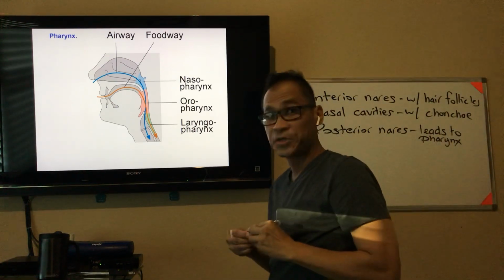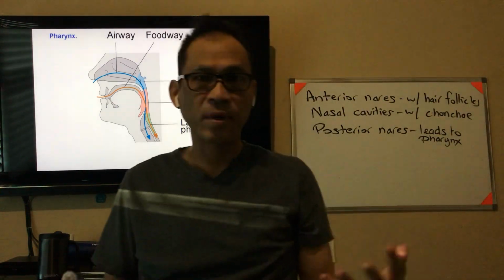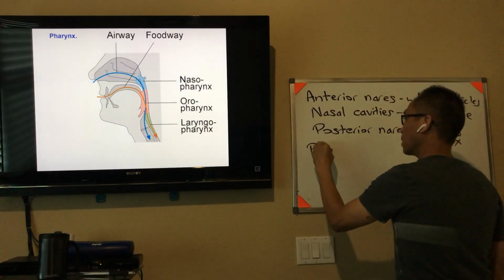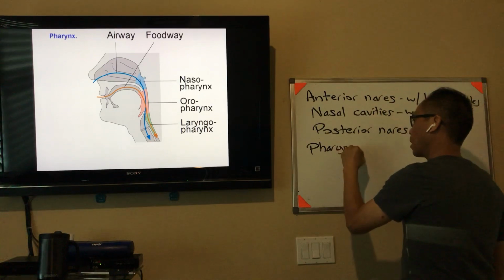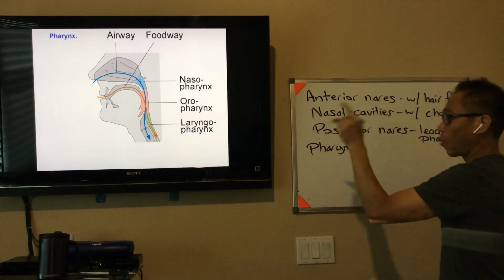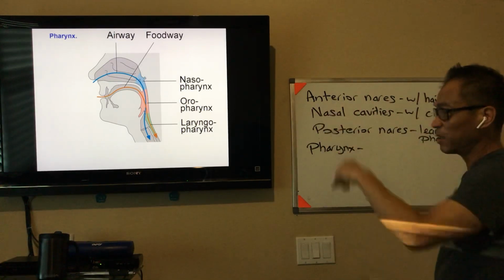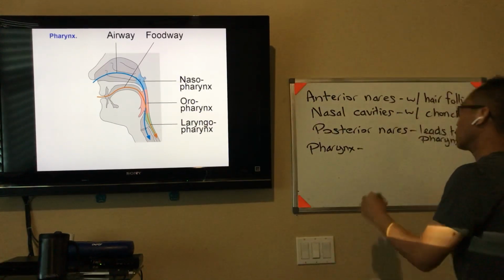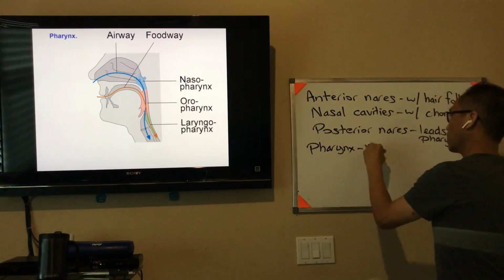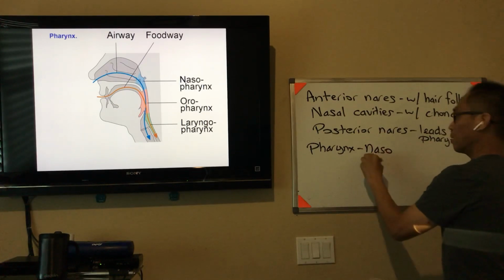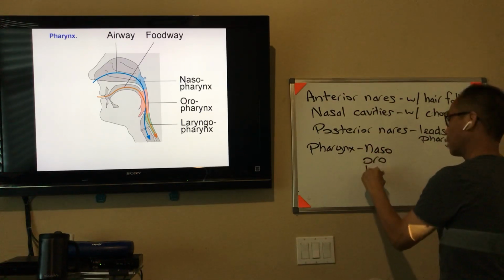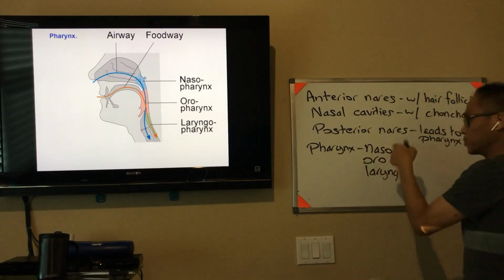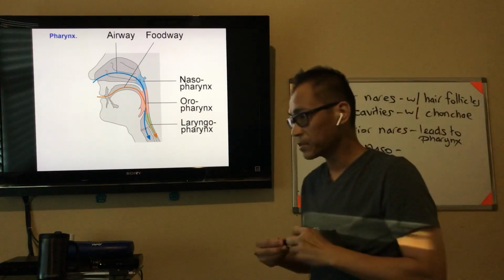As we can see from this picture, the pharynx has three subdivisions. Naso-, oro-, laryngopharynx, as you can see color-coded right there, your throat. So know those three subdivisions of the pharynx.